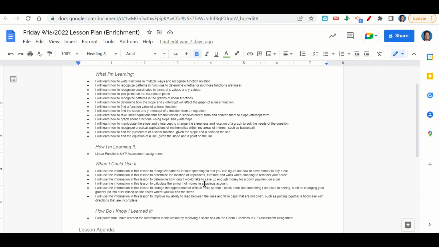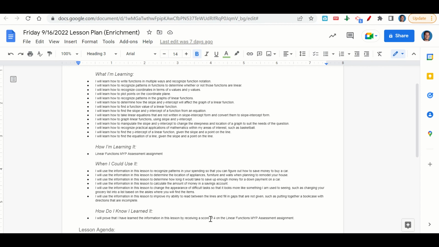of money in a savings account, to change the appearance of difficult tasks so that it looks more like something you were used to seeing, such as changing your grocery list into a list based on the aisles where you will find the items, and to improve your ability to read between the lines and fill in gaps that are not given, such as putting together a bookcase with directions that are incomplete.